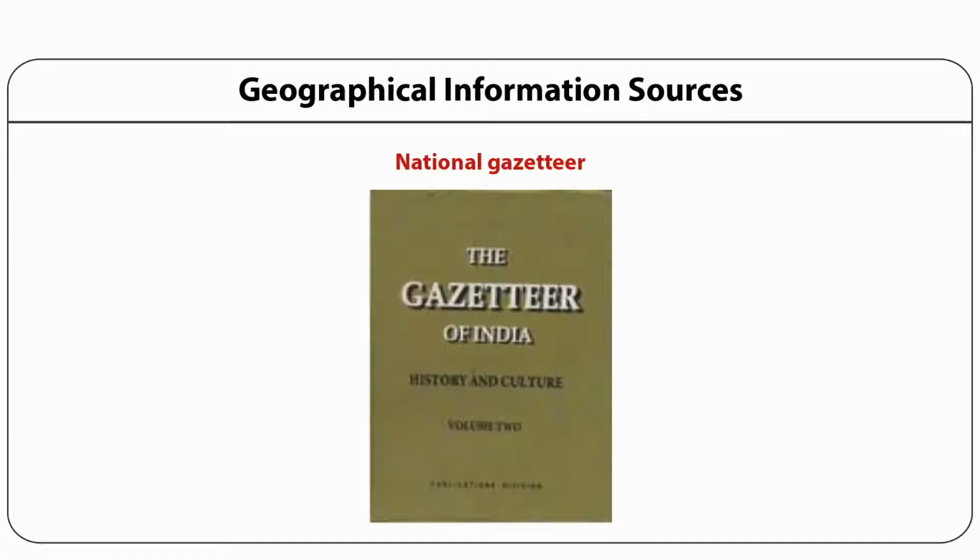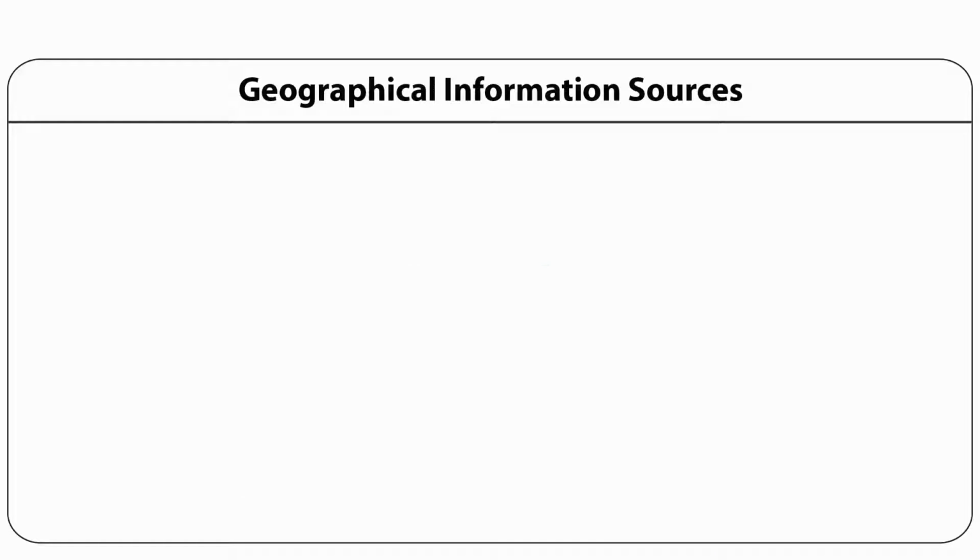National Gazetteer. The National Gazetteer of India is in 4 volumes. Volume 1 deals with country and people. Volume 2 covers history and culture. Volume 3 deals with economic structure and activity. And Volume 4 covers administration and public affairs of the country.